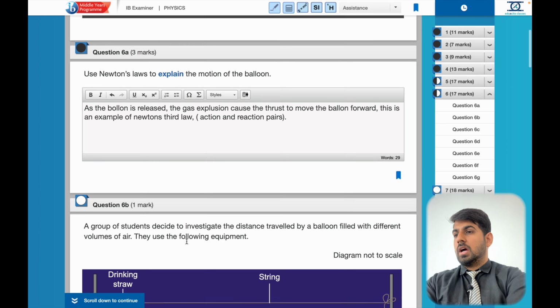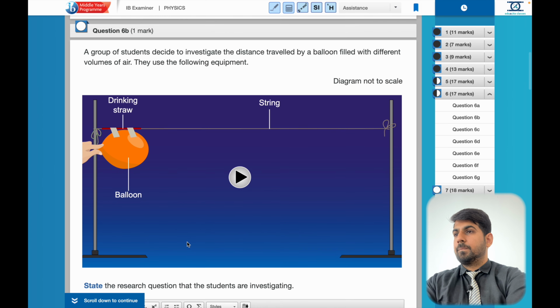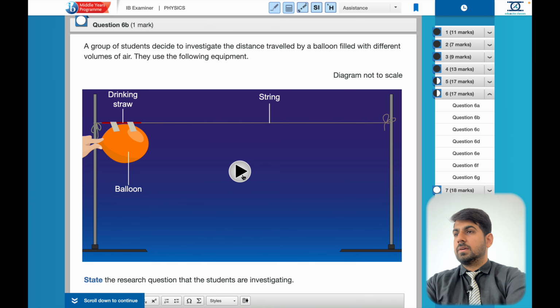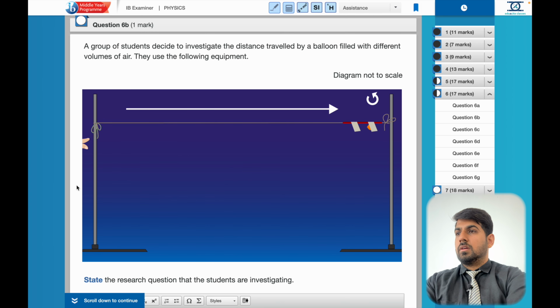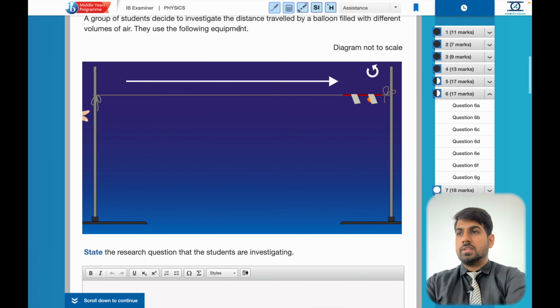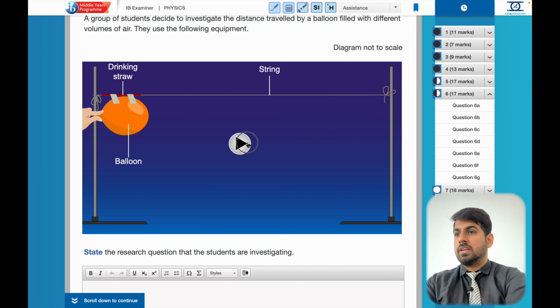Okay, now moving on to the 6b part. So you can see here, a group of students decide to investigate the distance traveled by a balloon filled with different volumes of air. They use the following equipment. As you can see in the animation, I can do it once again.